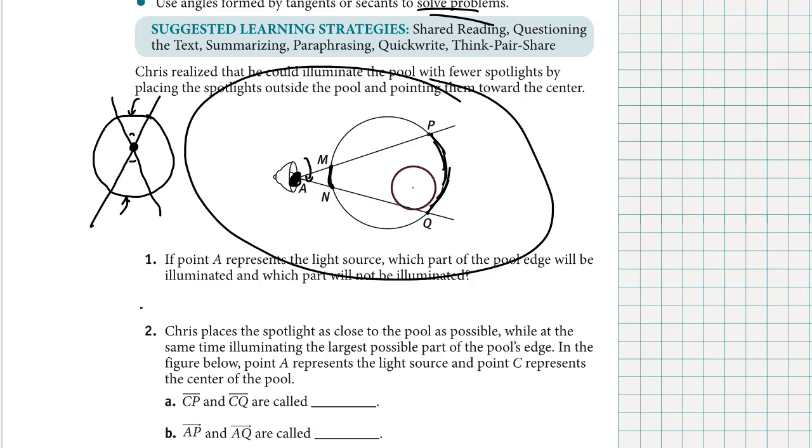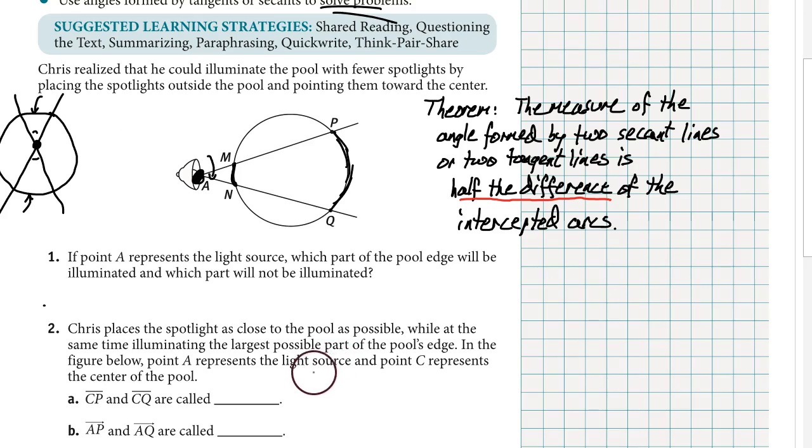We could write a theorem for this. The measure of the angle formed by secant lines or tangent lines is half the difference of the intercepted arcs. You can contrast this with yesterday's theorem. When two lines intersect in the circle, the angles formed are half the sum of the intercepted arcs. Today, when two lines intersect outside of the circle, the angle formed is half the difference of the intercepted arcs.